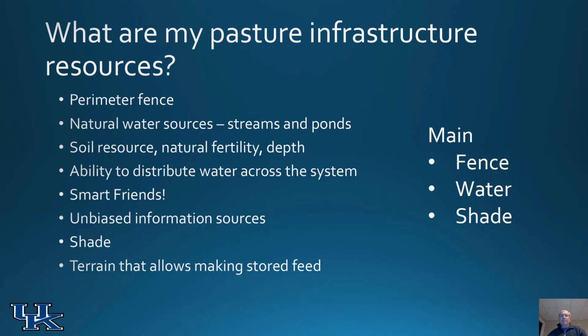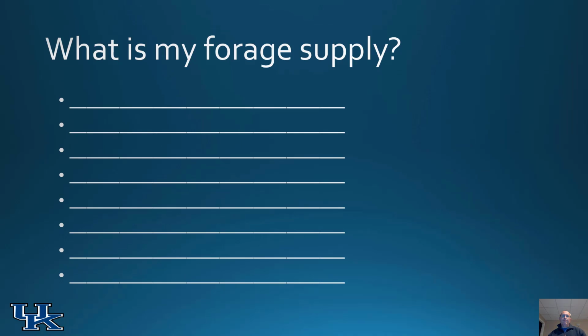So the main ones are going to be fence, water, and shade. And if you are making an assessment of a farm, then these are three things to make note of and to keep in mind, especially. And finally, what's your forage supply? And you might think of several forages that you presently have or would like to have, but I'm going to come up with a list myself after I pause and let you write down a few things.